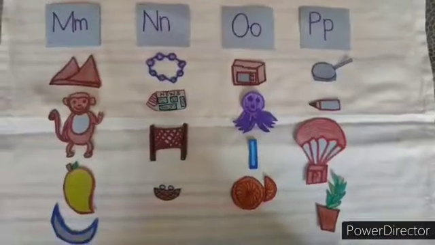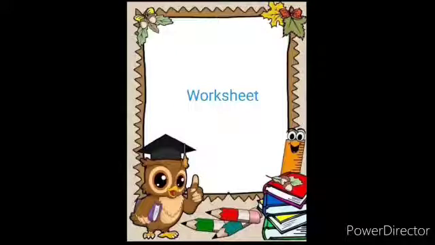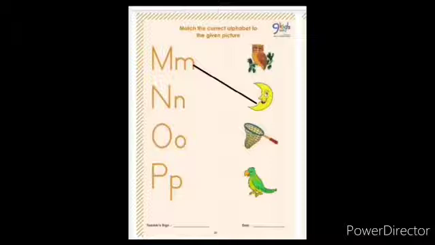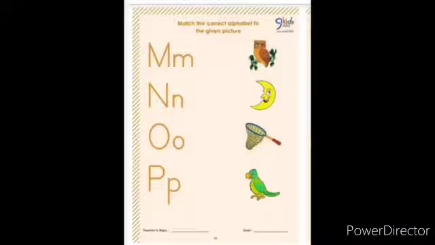Very good, children. Now I will give you two worksheets for the practice. Here on one side the alphabets M, N, O, P are given, and on the other side pictures related to the alphabets are given. So you will have to match the alphabet with its correct picture. For example, this is alphabet M. So we will match it with moon. M for moon. In the same way, you have to match all the given alphabets.